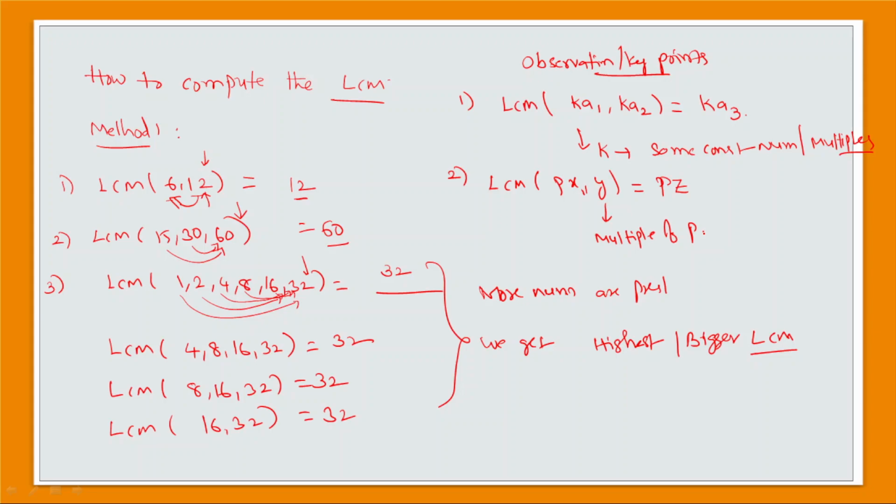I hope you are clear with this method one. So what we discussed in method one is, suppose the LCM of 6 comma 12. Our LCM will be directly the highest number if the first number is a multiple of the second number. So our LCM will be directly the highest number. I hope you are clear with this point.